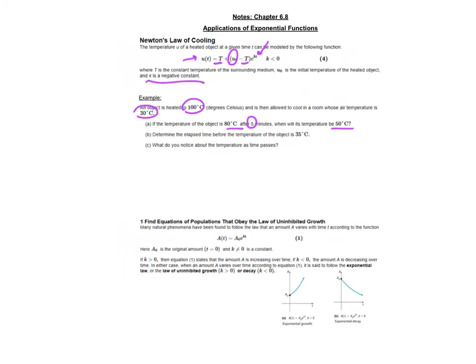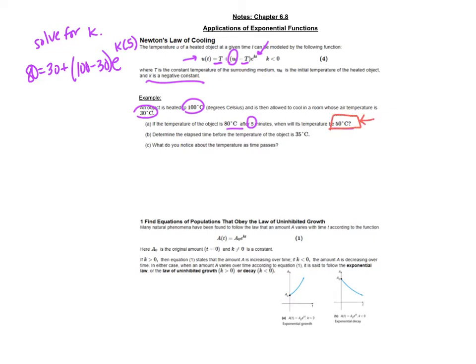We've got our 80 is going to equal 30 plus 100 minus 30 e to the k times 5. All right? So we're going to solve this for k. So we're going to have to use all of our solving of exponential functions that we've looked at so far. Once we figure out what k is, then we will create a second equation where we'll plug in 50 to find our actual final answer.